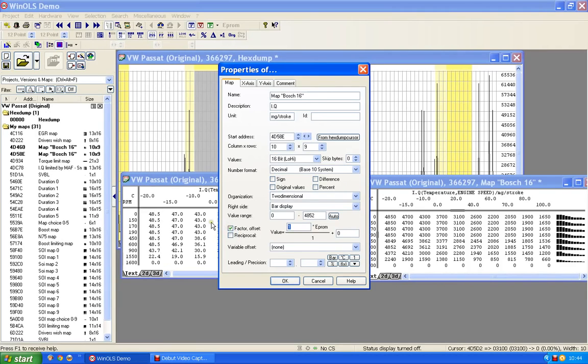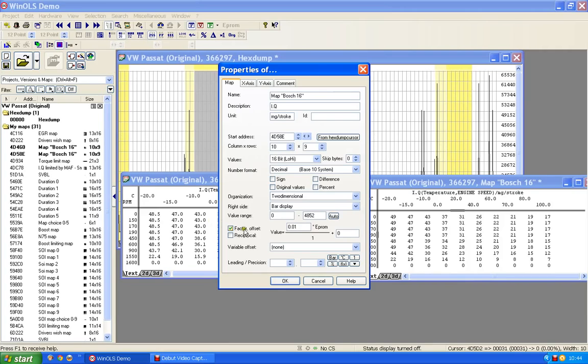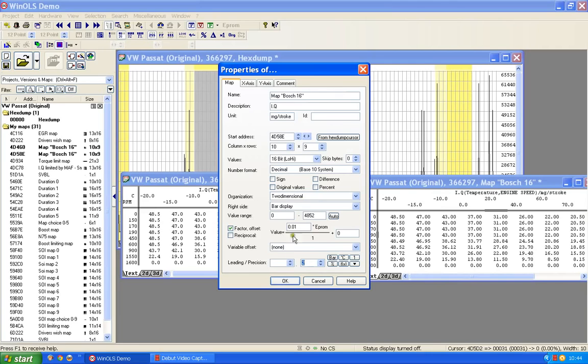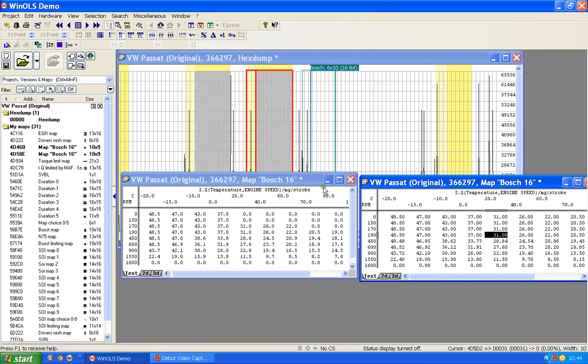So I will need that to be 0.01, and I will want a precision of, let's say, 2. I'll OK that for now. Right, let's look at these side by side. They're virtually the same, aren't they? But they do start to change. Something changes over here.